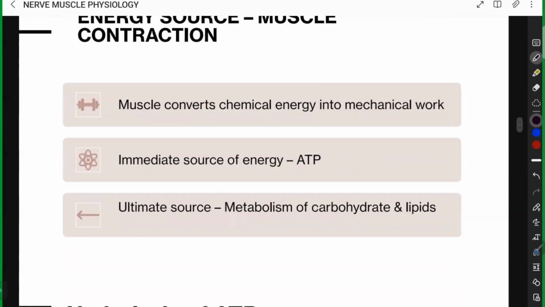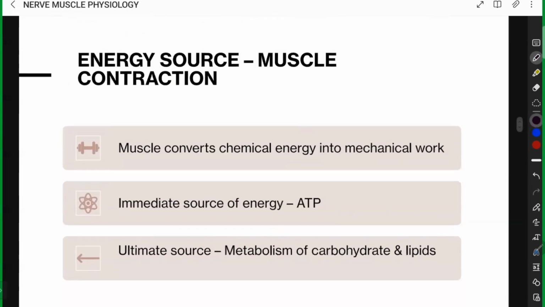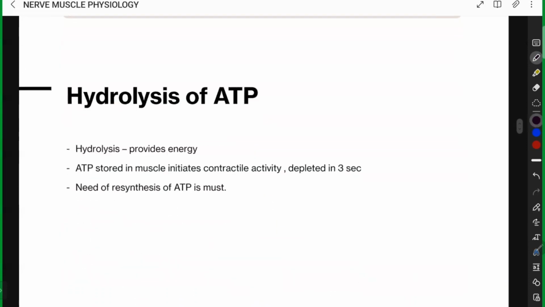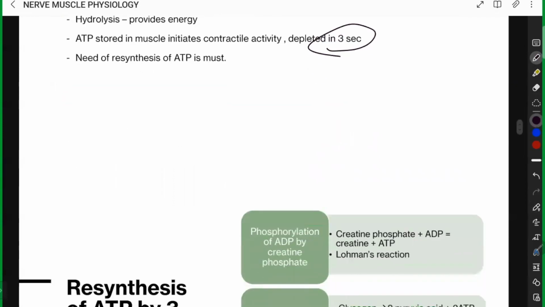Okay, now coming to the energy source. Do you know where the energy source for muscle contraction is? Muscle converts chemical energy into mechanical work. The immediate source is ATP. The ultimate source is the metabolism of your carbohydrate and lipid. ATP hydrolysis occurs, as I already told you in the last part on muscle contraction and relaxation. Your ATP is stored in the muscle, initiates contractile activity and is depleted in 3 seconds.